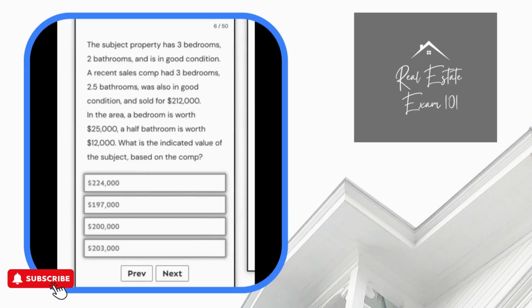Remember Robin Hood, we rob from the rich and we give to the poor. When we're dealing with these comparable properties, we're going to take money away from that superior comp. We're going to make a negative adjustment. And since we know that the half bath is worth $12,000, we're going to make a negative adjustment of $12,000 because that comp is superior to the subject by that half bath. So if we take the 212 minus 12,000, we know that the value of the subject is 200,000 now.